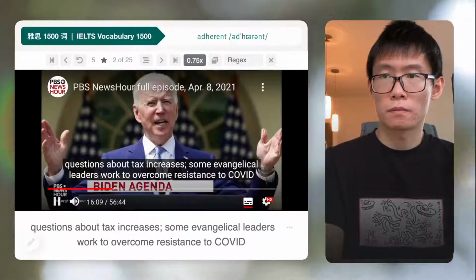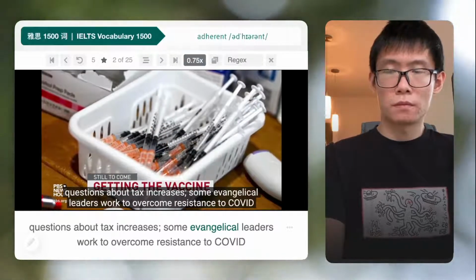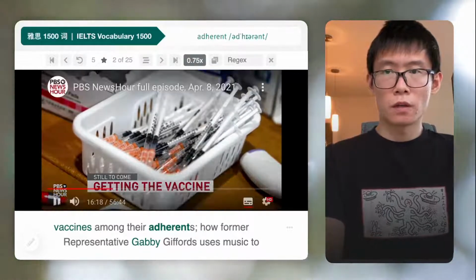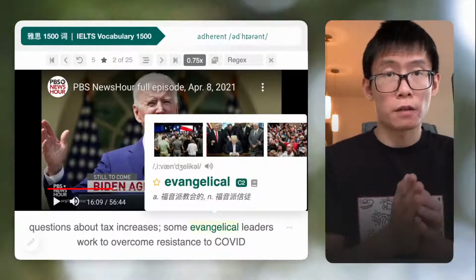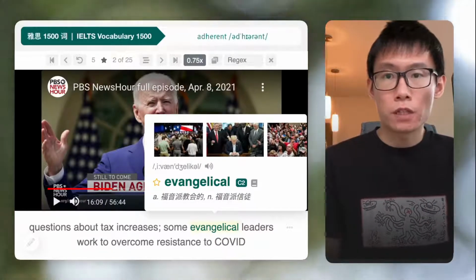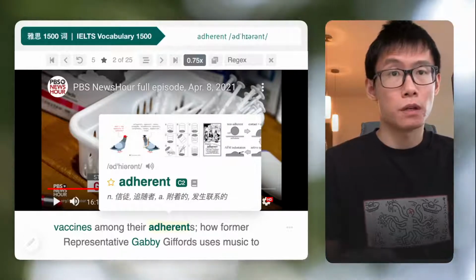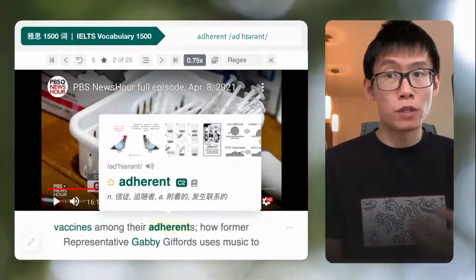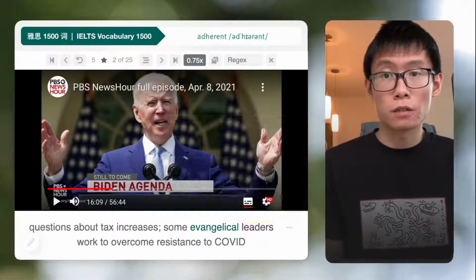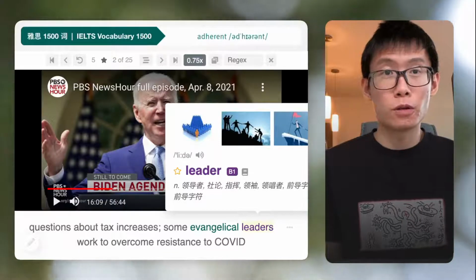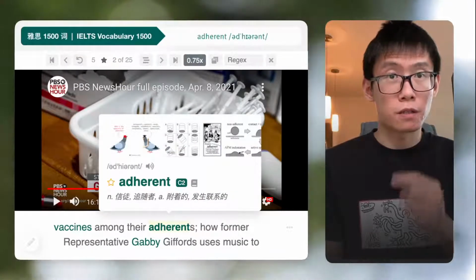Some evangelical leaders work to overcome resistance to COVID vaccines among their adherents. So a lot of evangelical leaders, evangelical, that is a branch of Christianity that's devoted to spreading the gospel. So evangelical leaders work to overcome resistance to COVID vaccines among their adherents. Right? So the adherents to this Christian faith have some resistance to COVID vaccines 啊，很多信徒可能不想打疫苗，然后这些宗教领袖就要去劝他们。So he has to convince their adherents to get the COVID vaccine.